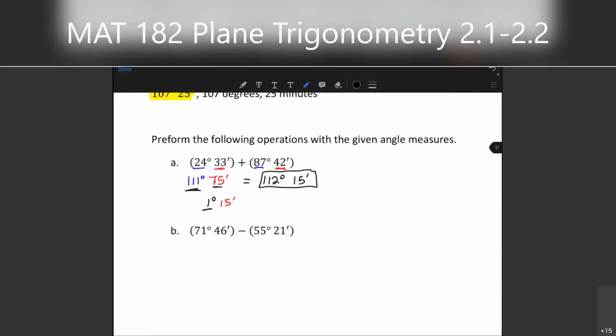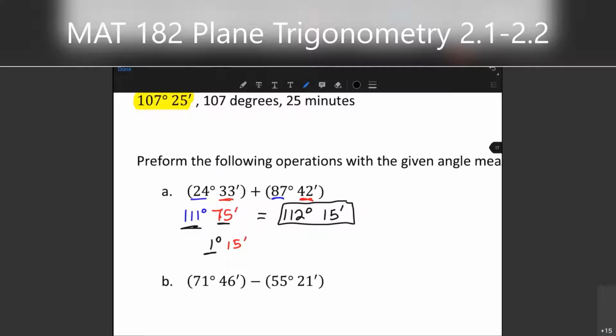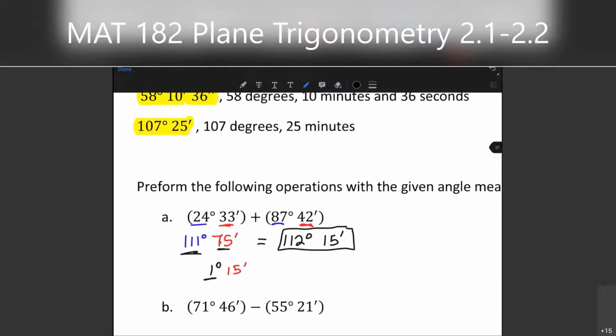All right, go ahead and take a moment to solve part B here. Yeah, question? What is that dash on top of 42 called? So this dash is just the minute symbol. That's just to designate that that's a minute. Gotcha. Okay.